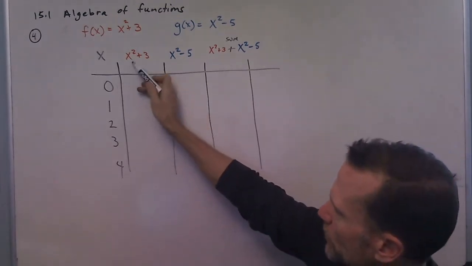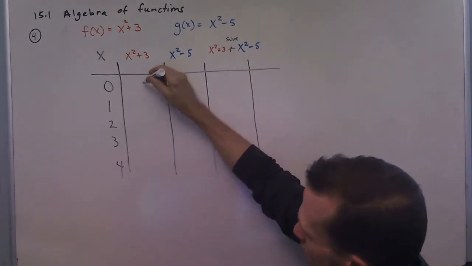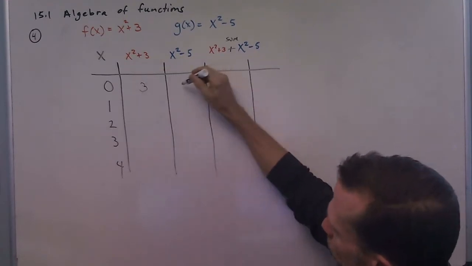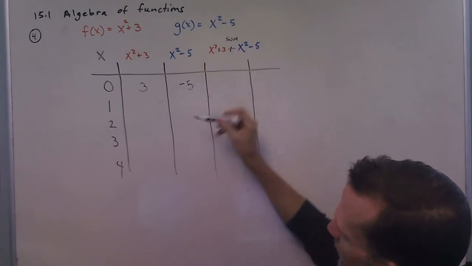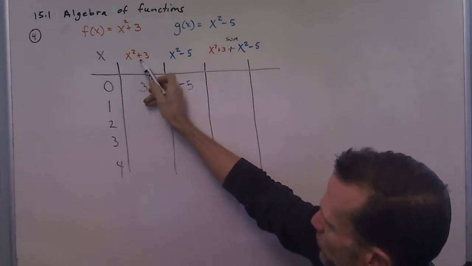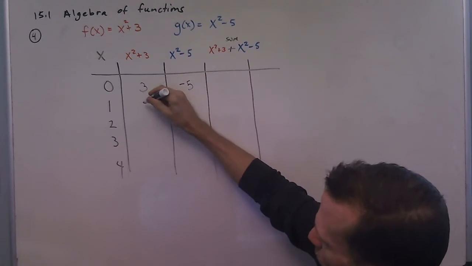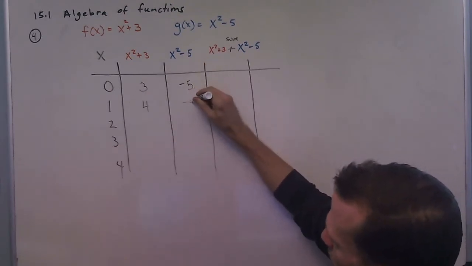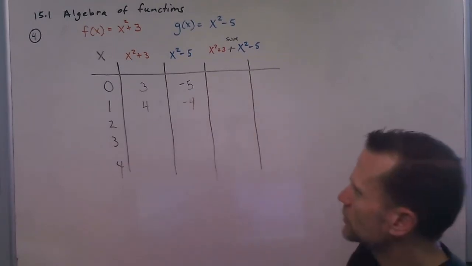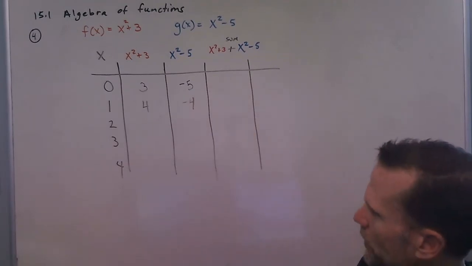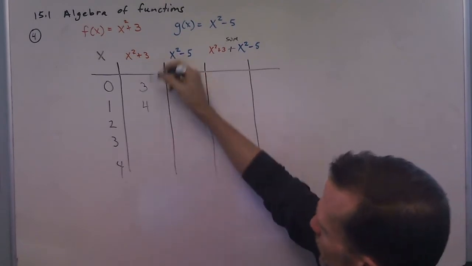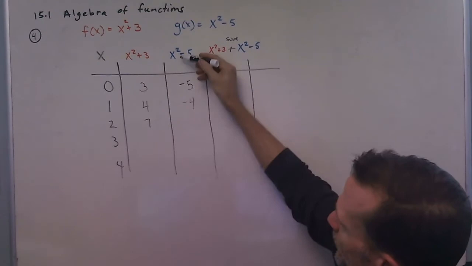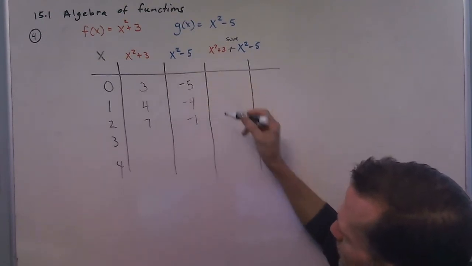If you input 0 into this function, you get 3. If you input 0 into this function, you get -5. If you input 1, you get 1 squared plus 3 is 4. And then 1 into this is -4. So you just have to do the calculations here. Then we're going to input 2 in, and you get 7, because 2 squared is 4 plus 3. Input 2 here, we get -1.